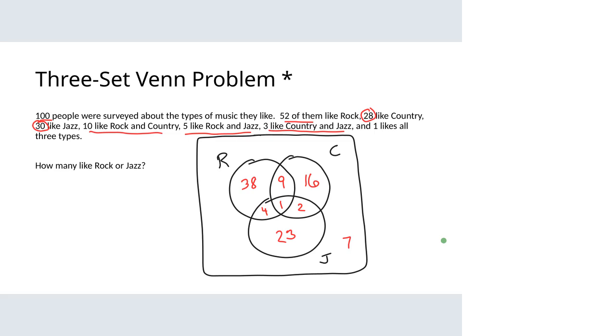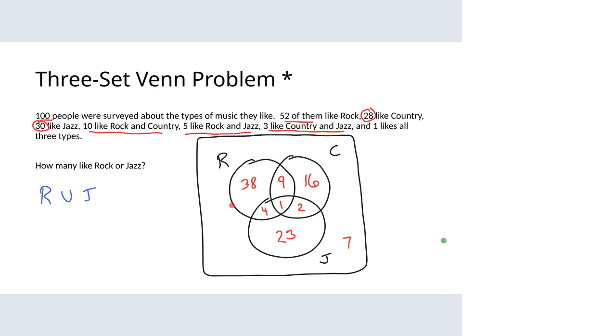Or goes with union. So really what I've got here, if I were to write it out, how many people like rock or jazz? I'm just joining those two sets together. If you like rock, we're going to count you. If you like jazz, we're going to count you. That's how or works. If you're in at least one of those sets, we count you.